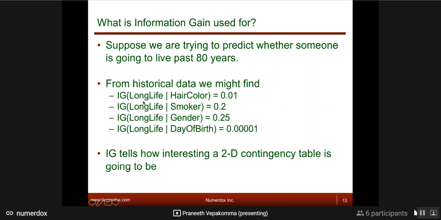So the information gain for someone living a long life, given that you give information about his hair color, is so and so. If I give smoker, it's somewhat higher. Information gain is increasing. With this here, you're not gaining anything, right? Hair color has very little to do. It's not zero, but very little.